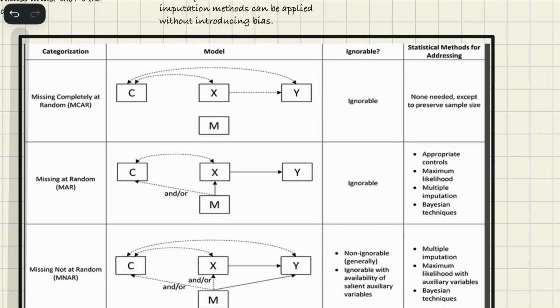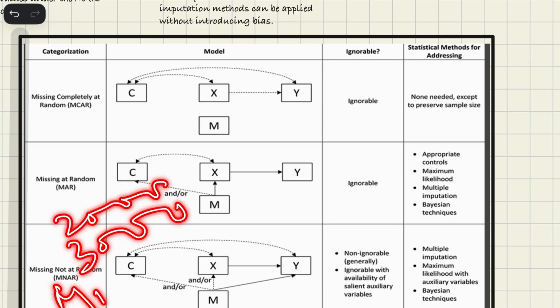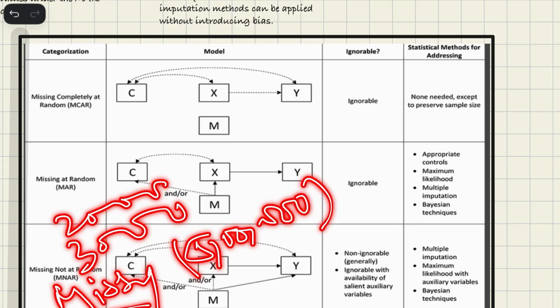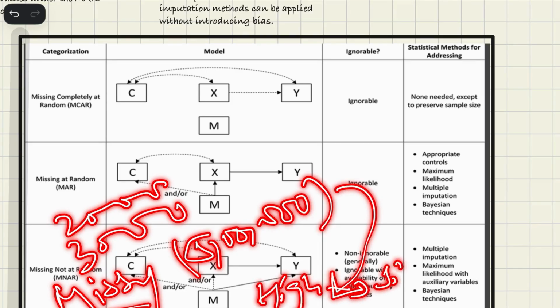Then we have missing not at random. All right, so in this the missing value is directly related to either x or c or y value as well. So it might be related with the unobserved value as well. So missingness depends on the value that is missing. All right, for example, income 20,000, income 30,000, and then a missing value which is actually 5 lakhs, and this value is missing because a high income individual intentionally skipped the question in the survey.